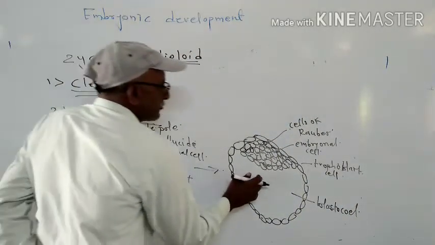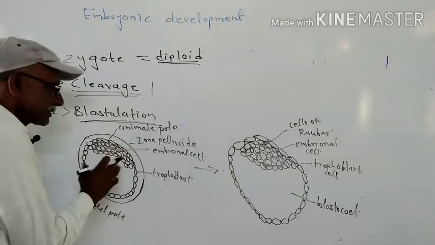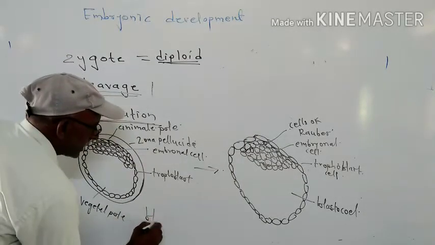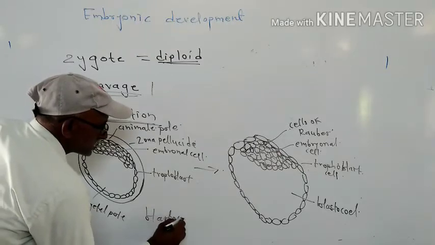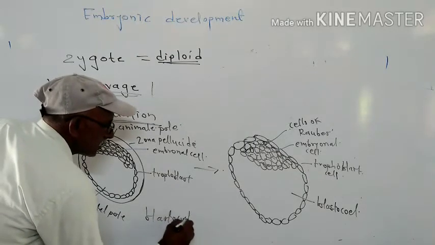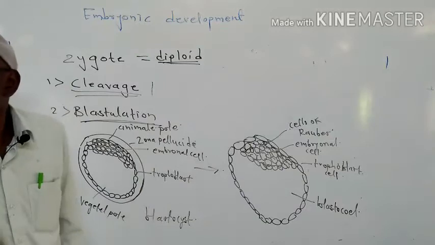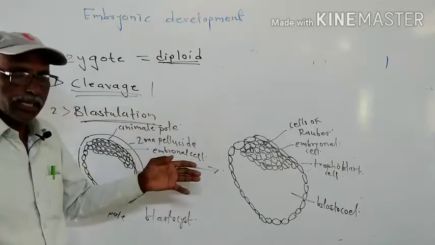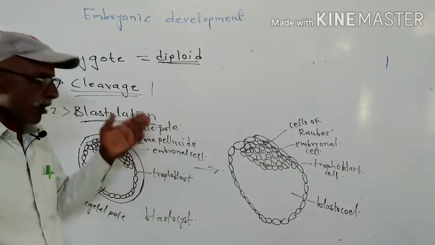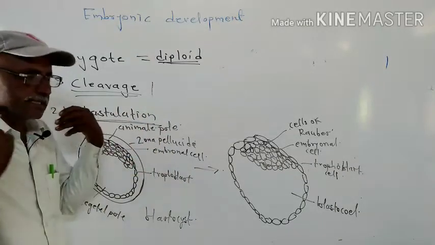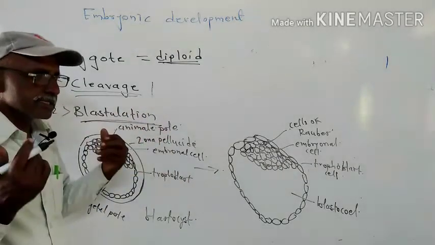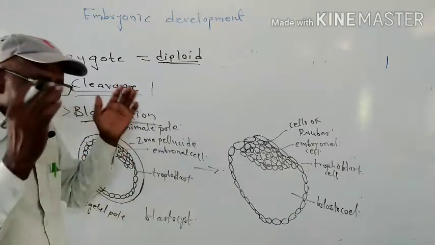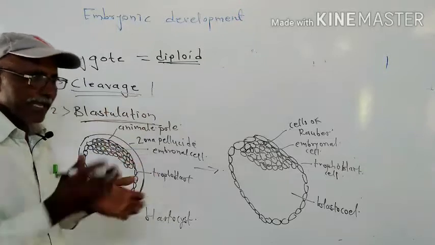Why is this cavity formed? Because this blastocyst absorbs the uterine milk which is present in the uterus, and due to the pressure of it, the cell size gets doubled. This cell size gets doubled, so there is a pressure inside, and a cavity is formed.